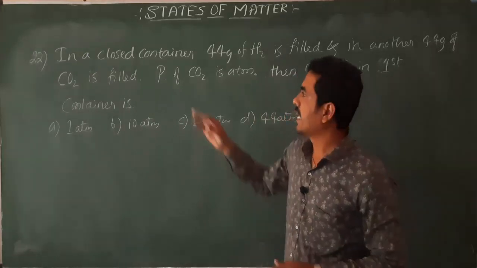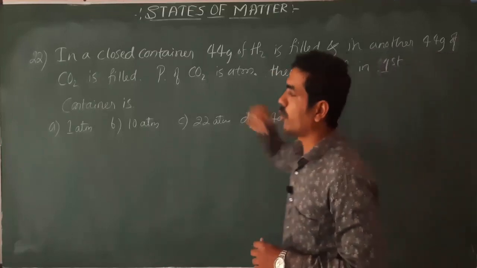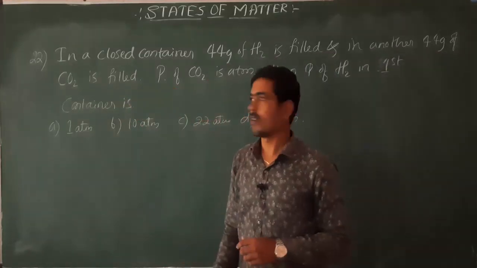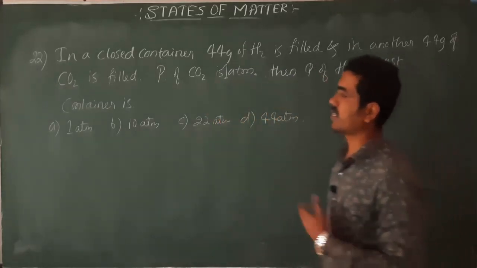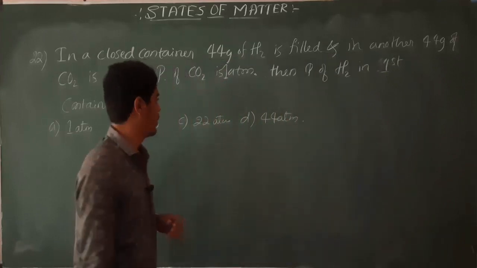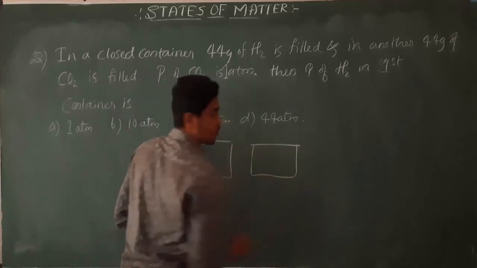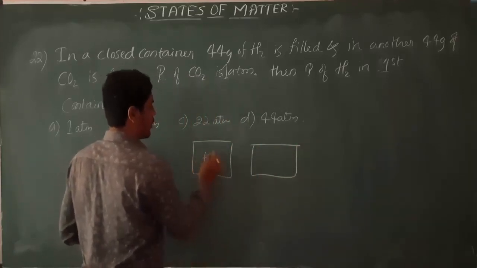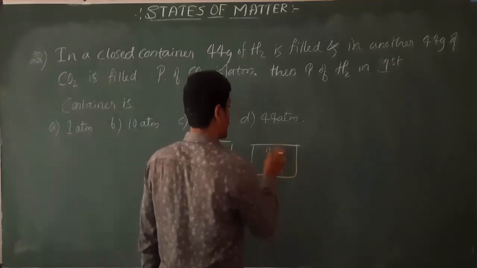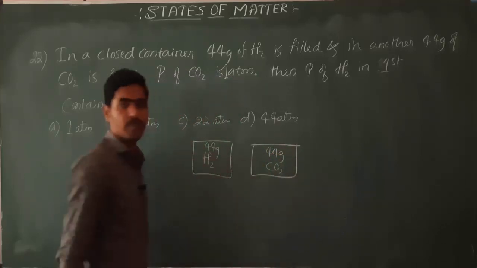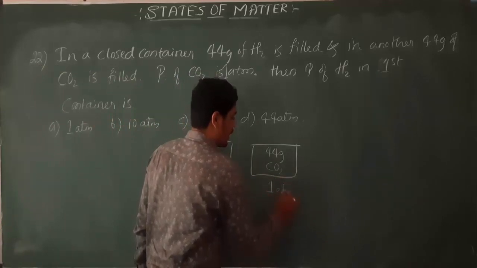22nd question. In a closed container 44 gram of H2 is filled and in another 44 gram of CO2 is filled. The pressure of CO2 is 1 atm, then the pressure of H2 in the first container is? So what have they done? They have taken two containers having the same volume and both are closed. In one they have taken hydrogen, 44 gram, and in another they have taken CO2, also 44 gram. In this second container the pressure is 1 atm.